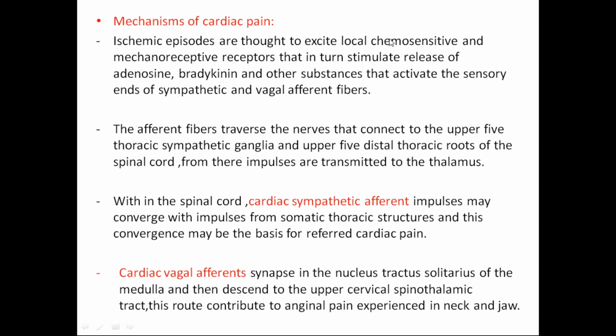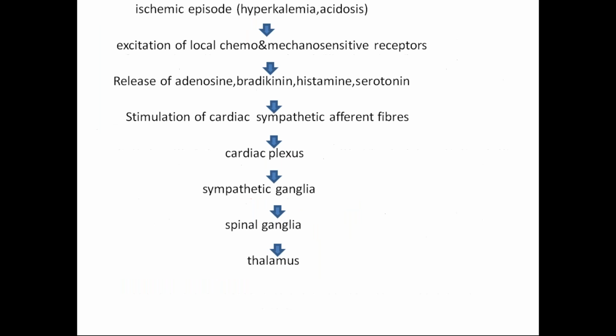The mechanism of cardiac pain will be discussed easily. The ischemic episode excites the local chemo- and mechanosensitive receptors, leading to release of adenosine, bradykinin, histamine and serotonin. In turn this stimulates cardiac sympathetic efferent fibers and the cardiac plexus, and in turn stimulates sympathetic ganglia, spinal ganglia and thalamus, where it is called a sensory relay station, leading to pain. A-delta and C nociceptive fibers are stimulated.